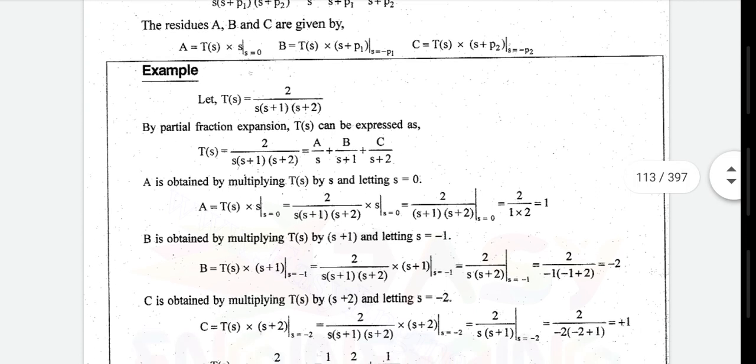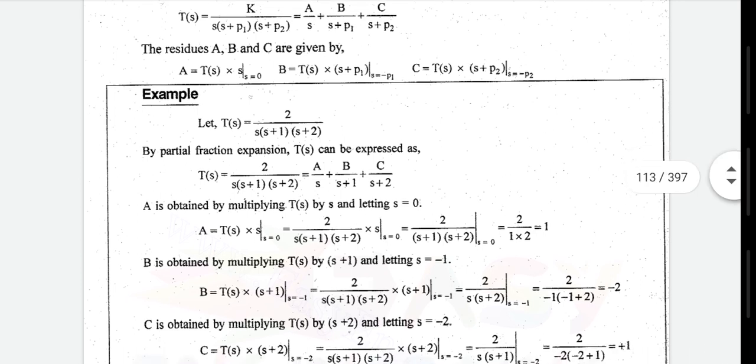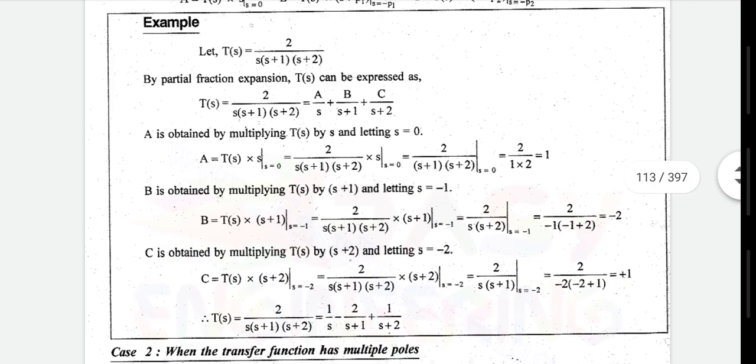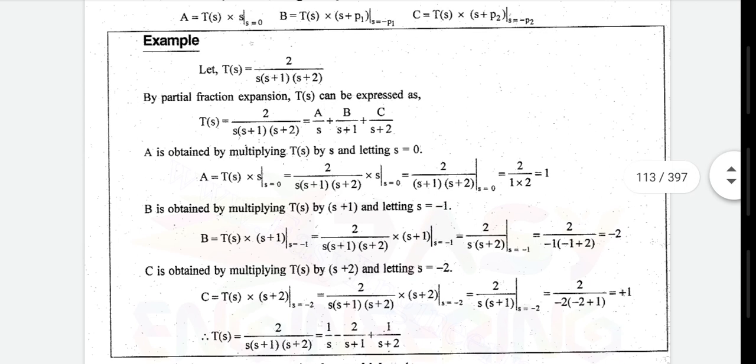Now let us consider a simple example for the first case. T of s is equal to 2 by s into s plus 1 into s plus 2. I am considering this as a transfer function. For this transfer function, we have to find the residues a, b and c. Directly we cannot solve this transfer function, so you have to split these poles in the denominator. For that you use the partial fraction expansion.